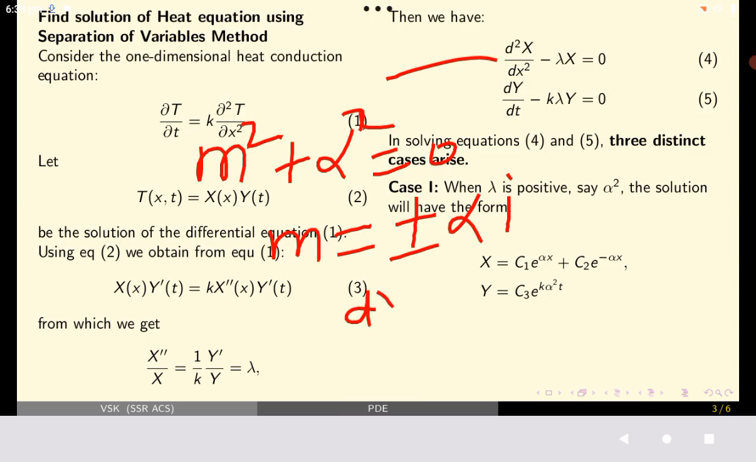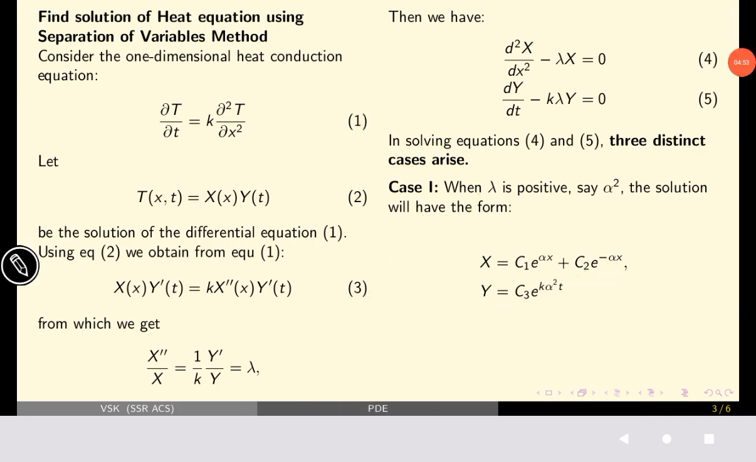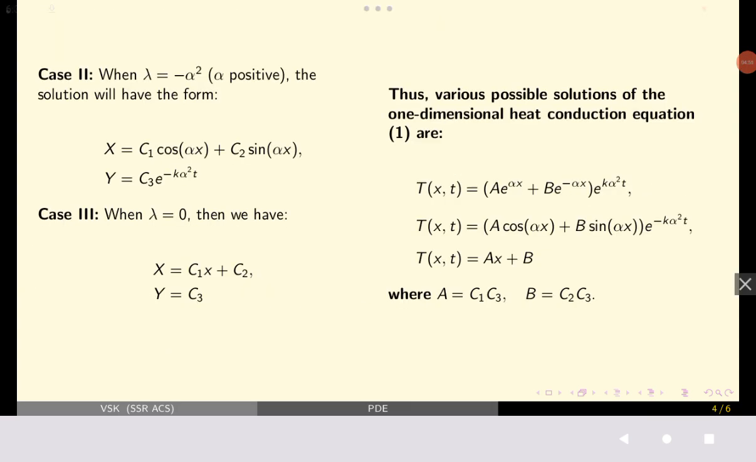In case of the second, just changing this sign from minus to plus, the second equation will be dy by dt plus k times alpha square y equal to 0. The solution will be similar to this, with a little change. What is the solution in this case? The solution we know is of this form, and the second will be this. So these are the values of X and Y in this case.